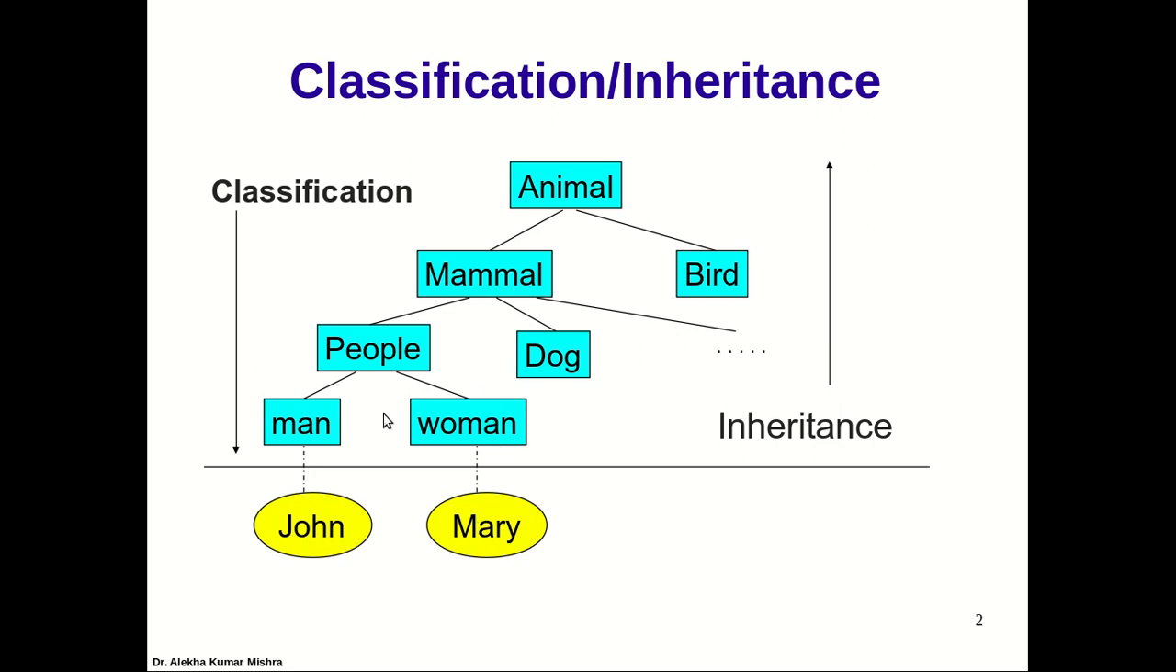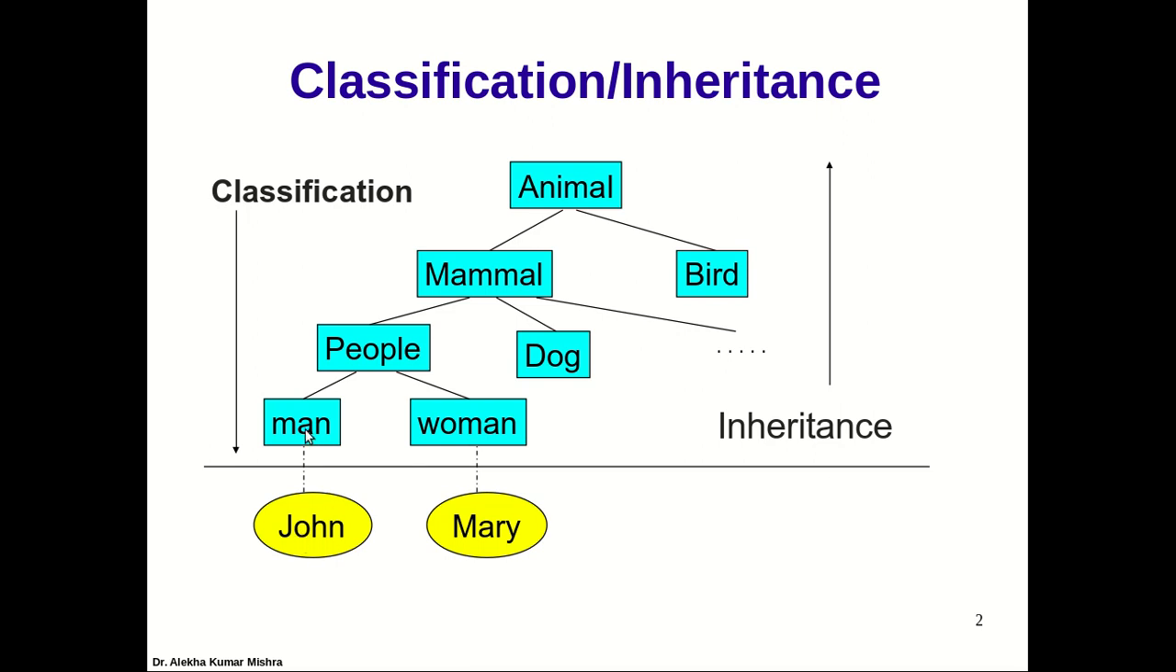So this diagram shows how, from animal till man and woman, the classification is done at various levels. Animal is the topmost level, and man and woman are the bottom level. This is how we progress. When you progress from animal till man and woman, this shows the order of classification. When we go down from the top level, we say it has been classified; it's a classification. Now inheritance is just the opposite. Let's start from the bottom level.